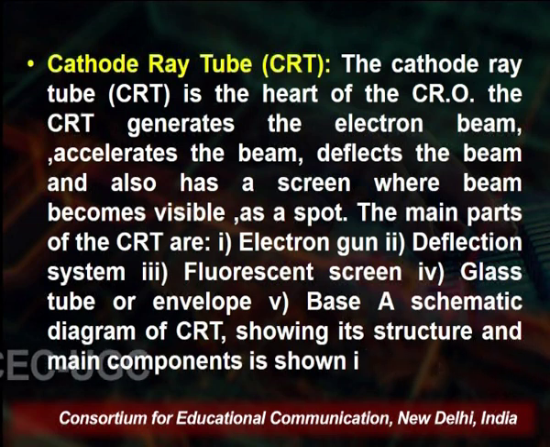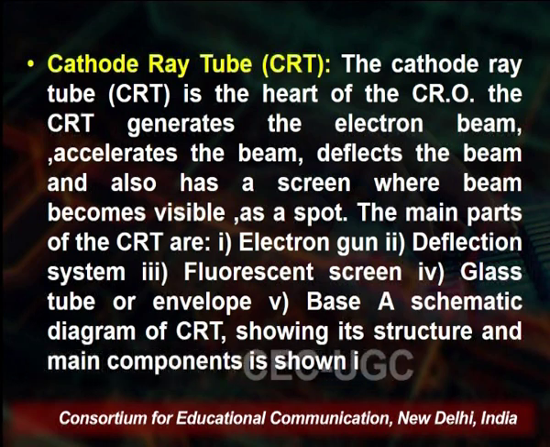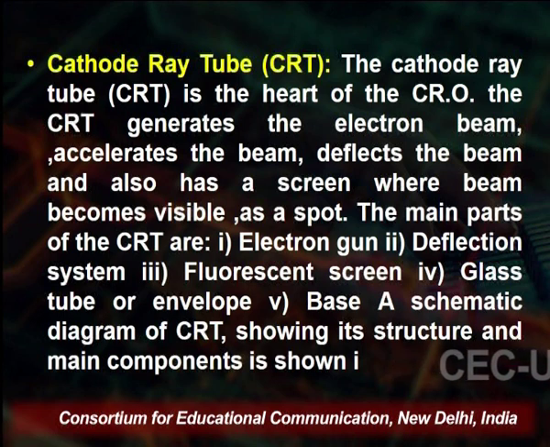The CRO has the cathode ray tube, one of its important parts. This CRT generates the electron beam, accelerates the beam, deflects the beam, and also has a screen where the beam becomes visible in the form of a spot. This electron beam, which is inside this tube, is very important.